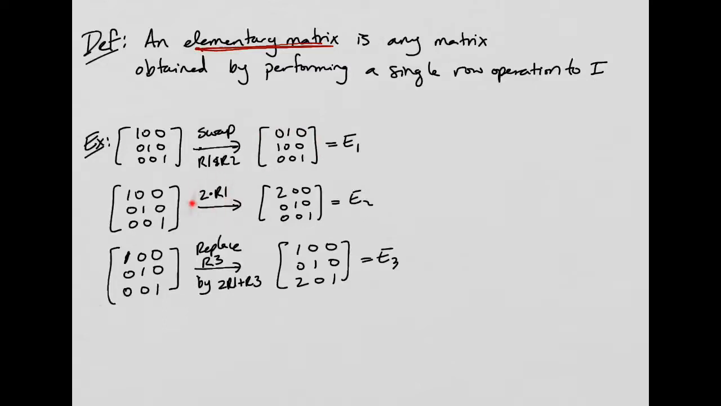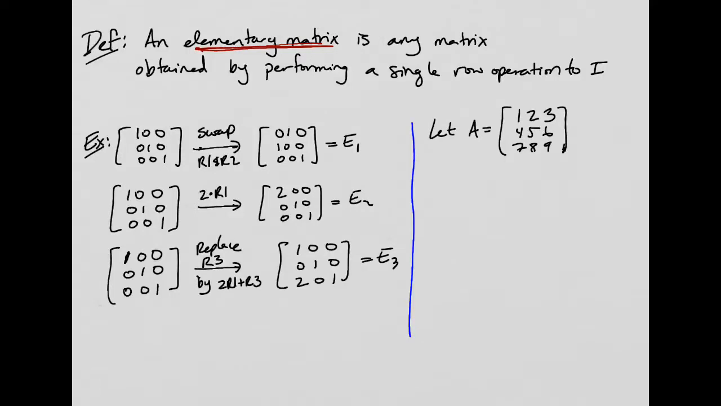Second row operation, I can of course multiply a row by a scalar. So if I multiply the first row by 2, I get this elementary matrix. I can also do replacement. Maybe I replace row 3 by 2 times row 1 plus row 3. I get another elementary matrix.